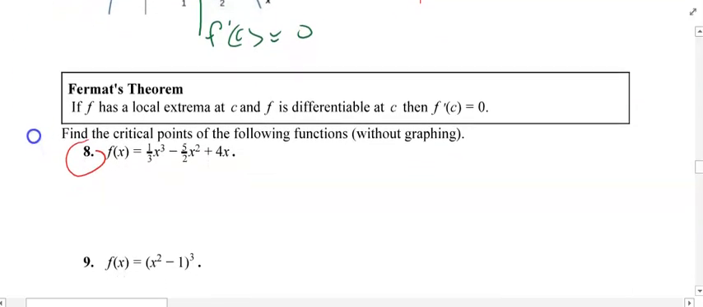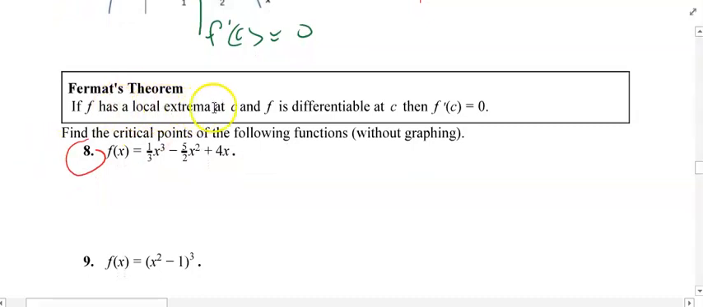Okay, then there's Fermat's theorem. If f has a local extremum at C, and f is differentiable at C, then f prime of C is equal to 0. That sort of summarizes pretty much what we've been saying, that if the derivative is equal to 0, then there's a local extremum, a local maximum or minimum at that point. Also, the function has to be differentiable, so we're excluding functions that are not differentiable, such as absolute value functions.